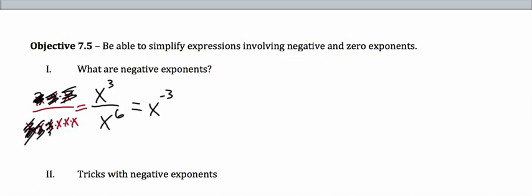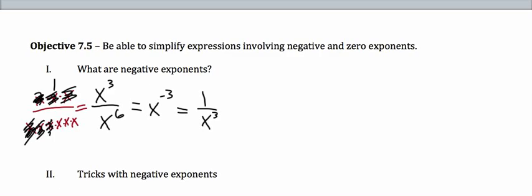And here's what I have left. I have nothing left on top, but remember those all canceled out to 1s, because x divided by x is 1. So I would have 1 over x times x times x, or 1 over x to the third. So x to the negative 3 is the same thing as 1 over x to the third.